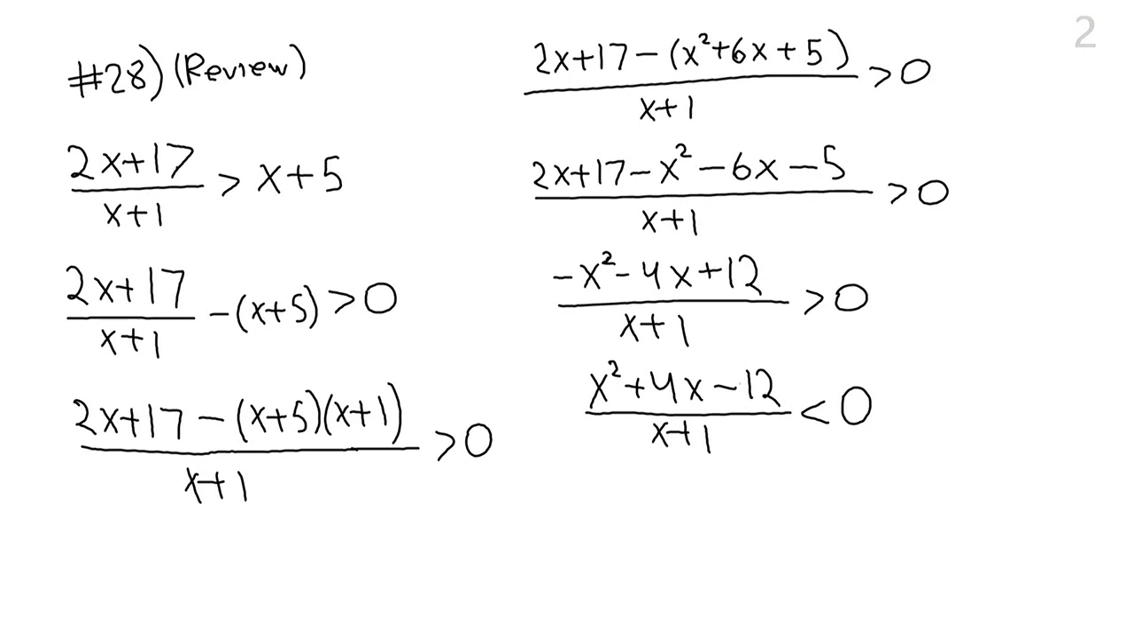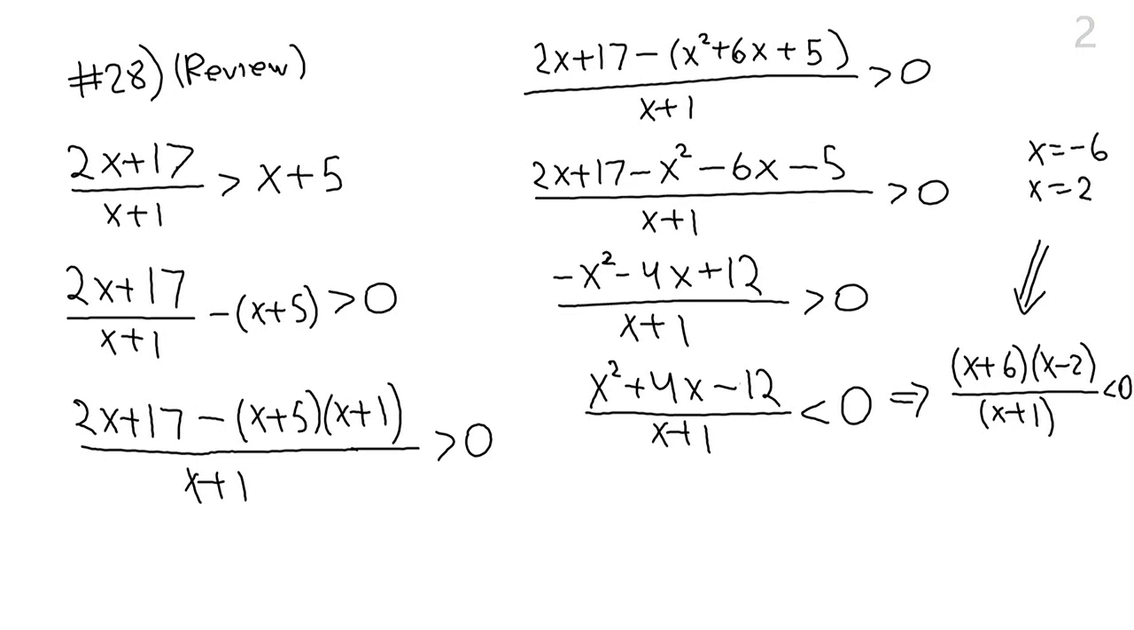And now we factor. Now we factor, and we get x plus 6, x minus 2 over x plus 1, which is less than 0. And so the partition points are going to be x equals negative 6, x equals 2, and x equals negative 1. And the only way we were able to get those partition points is to factor everything.